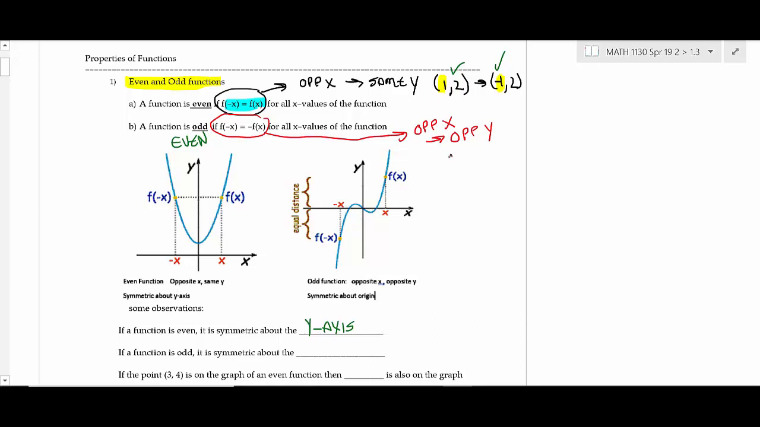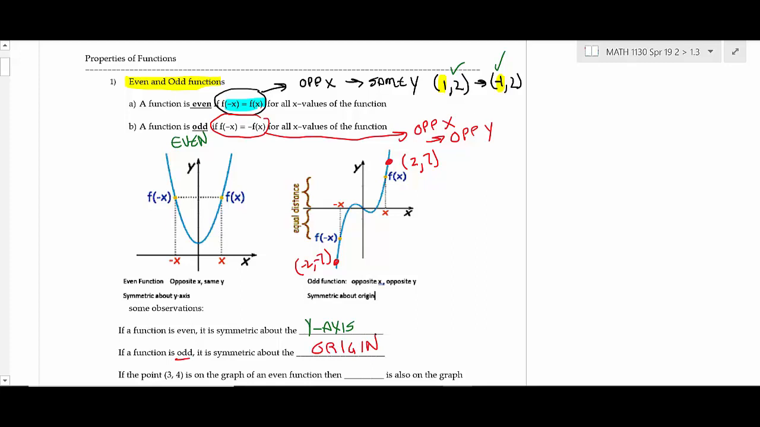Okay, so an example would be, if you have a point, this would be an odd function. I'm just making this up: say that's the point (2, 7). Well, you would also have to have the point (-2, -7). And how is that symmetric if you have opposite x, opposite y, like we learned in the last section? What was that? Origin. So that's origin symmetry. So if your function's odd, then you're symmetric about the origin.